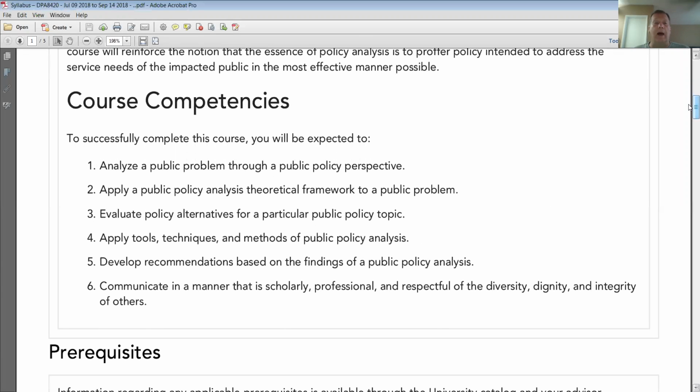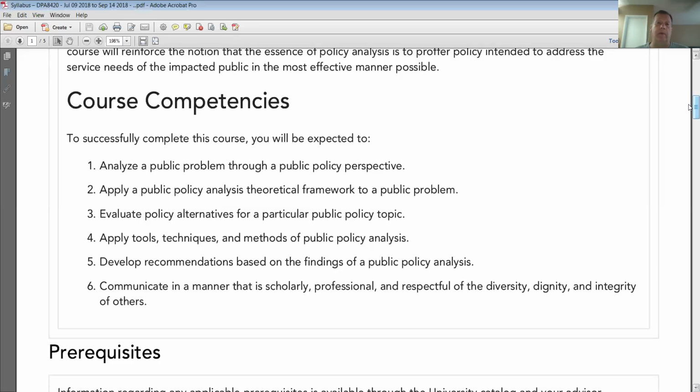We have several core competencies that we are going to be focusing on in the course. Number one, to be able to analyze a public problem through a policy perspective, to apply a public policy analysis theoretical framework to a public problem, evaluating policy alternatives for that particular topic, apply tools, techniques, and methods of policy analysis, the ability to develop recommendations based upon the findings of your policy analysis, and to be able to, most importantly, communicate your findings to your intended audience.